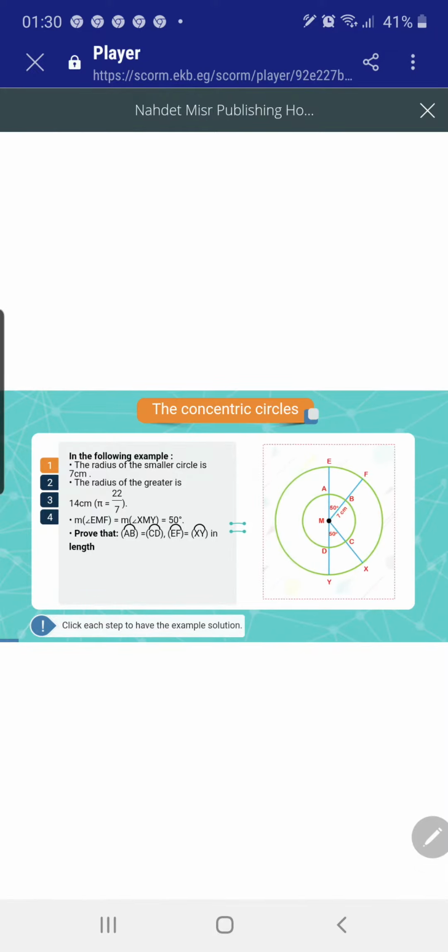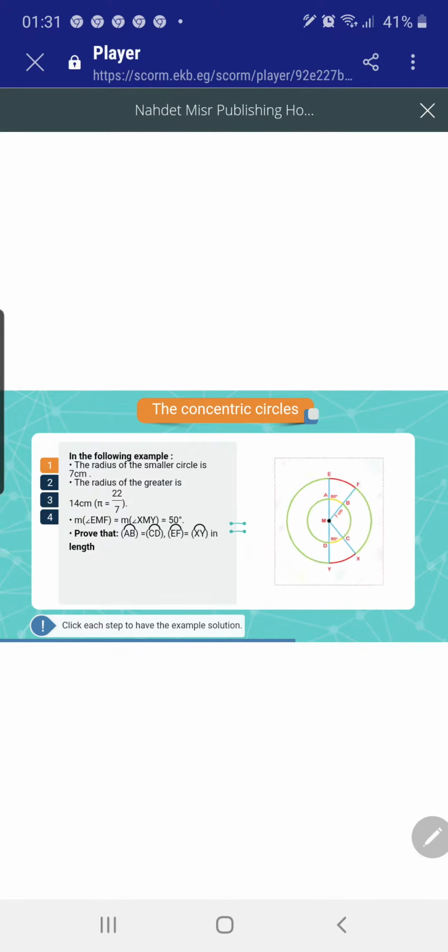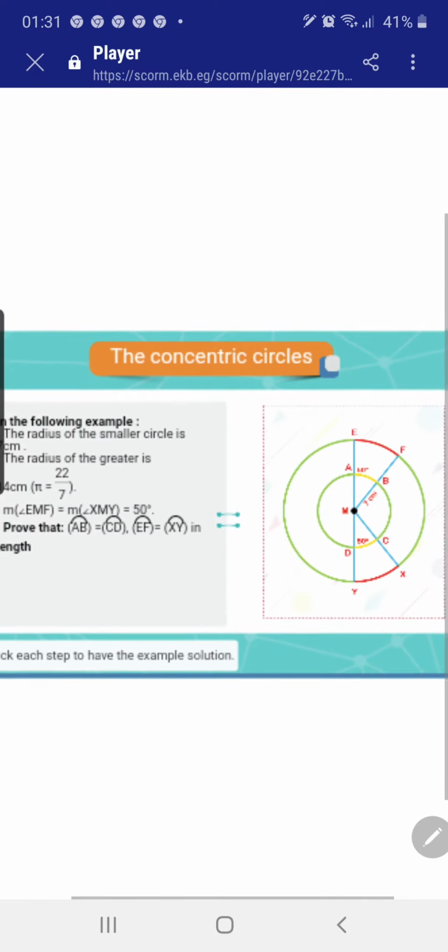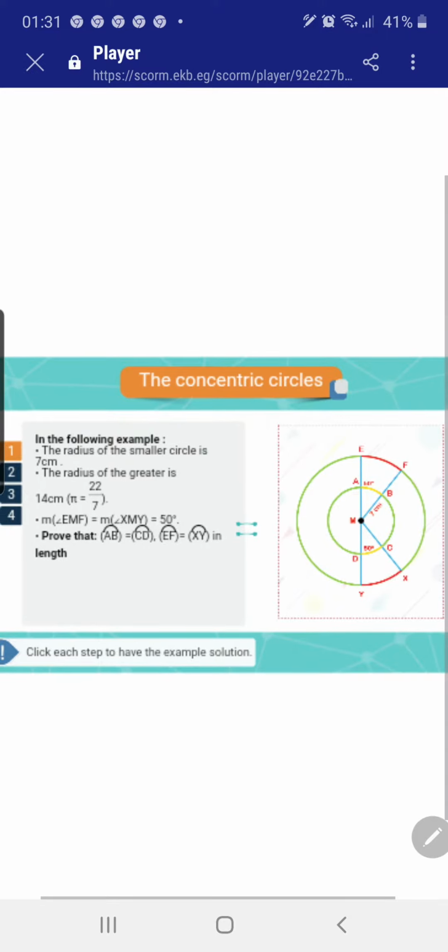In the current example, if the radius of the smaller circle is 7 centimeters, while the radius of the greater circle is 14 centimeters, and the measure of the angle EMF is equal to the measure of the angle XMY, which equals 50 degrees, could you prove that the length of the arcs AB and CD are equal, and that the lengths of the arcs EF and XY are equal?